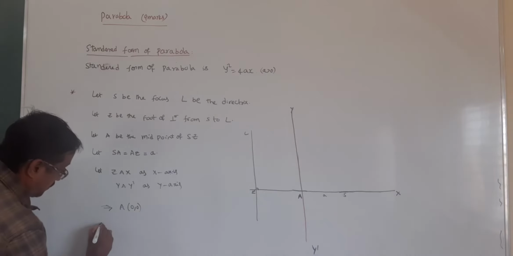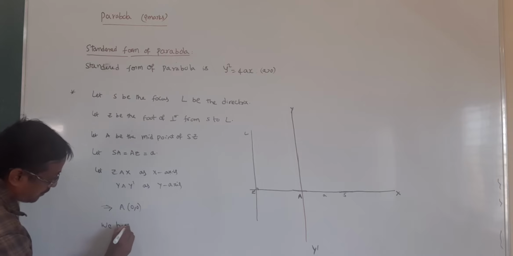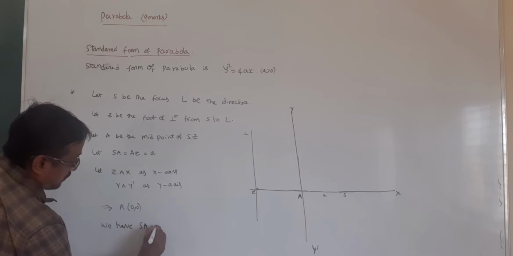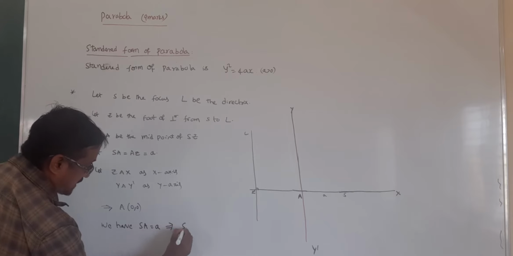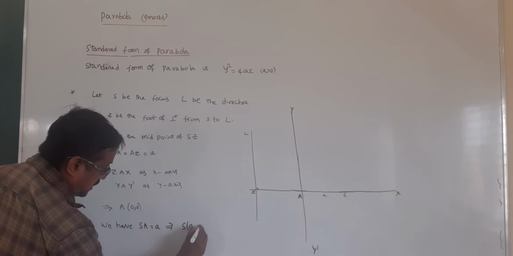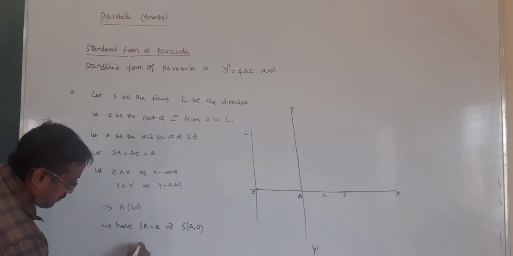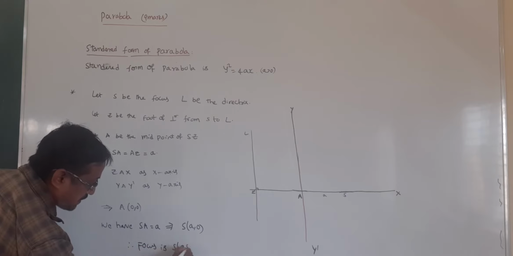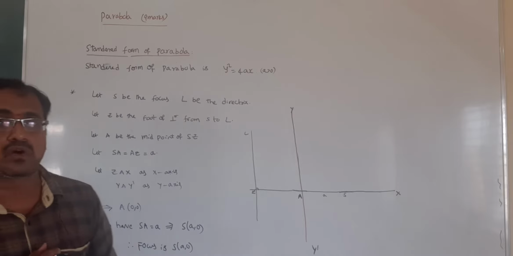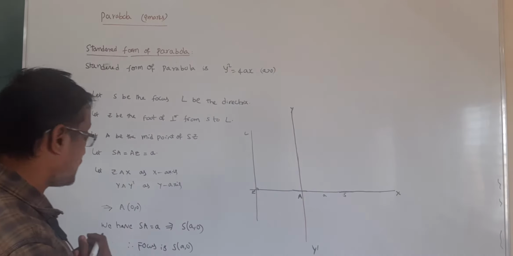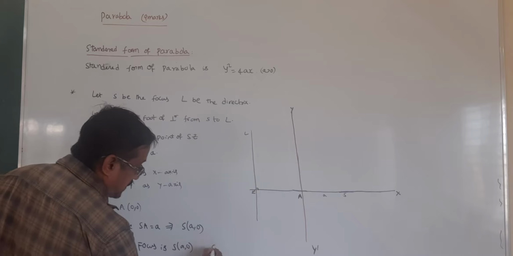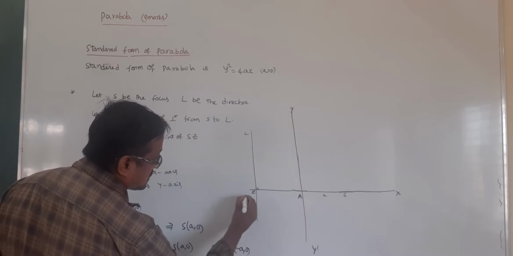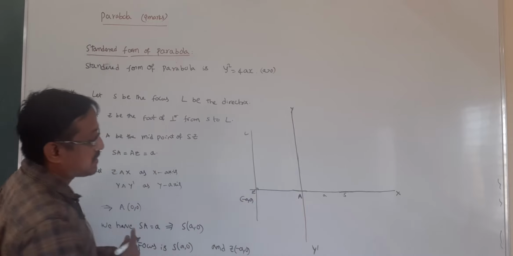And we have SA is equal to a. This implies capital S is (a, 0). Therefore, the focus is S (a, 0). We have the focus, and Z is (-a, 0). This point is (-a, 0).